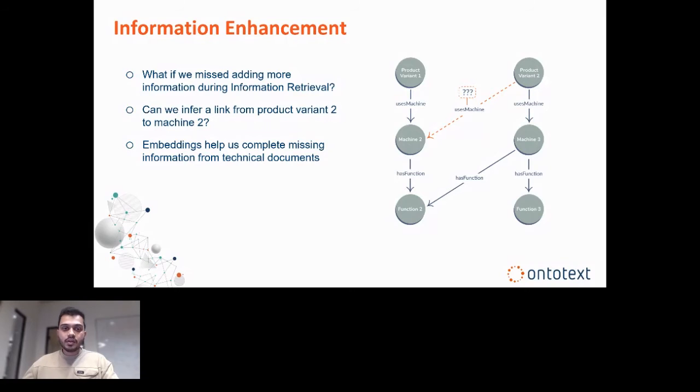And at that point, using these graph ML algorithms, we can kind of infer a link between product variant one, product variant two, and machine two. And hence, the knowledge graph and knowledge base is slowly getting more and more enhanced at this point. And this, in turn, actually helps us solve some very interesting problems. As I said, the missing information, what we're talking about, is now being extended.